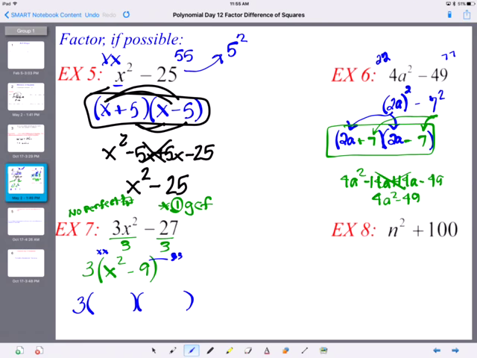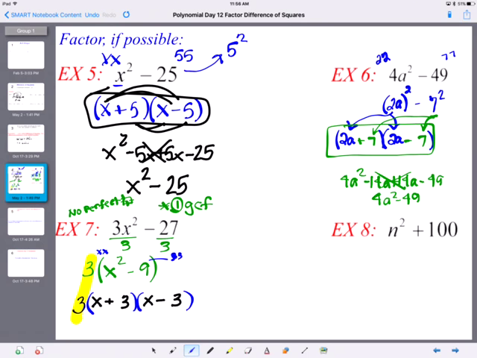But then essentially I'm going to ignore my coefficients for right now, and I'm just going to look at my x squared minus 9. So I said x times x was x squared. 3 times 3 is 9, and because this is a difference of two perfect squares, I know one has to be plus and one has to be negative.